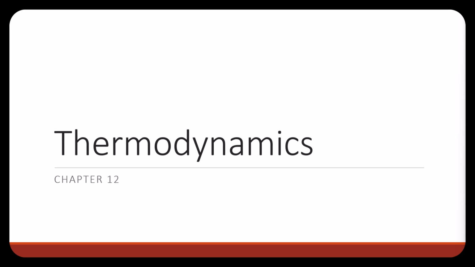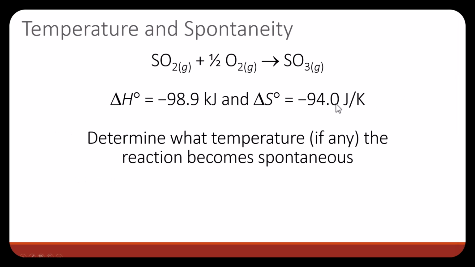In this video, we're going to work another problem where we determine at what temperature something becomes spontaneous or not. So here's our problem. Determine at what temperature, if any, the following reaction becomes spontaneous. First, one of the things I noticed is that the signs of enthalpy and entropy are the same, so negative and negative. When the signs are the same, that tells me that this will be spontaneous at either high temperatures or low temperatures. So it's temperature dependent.